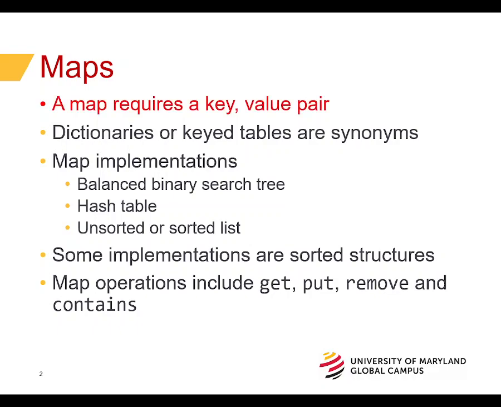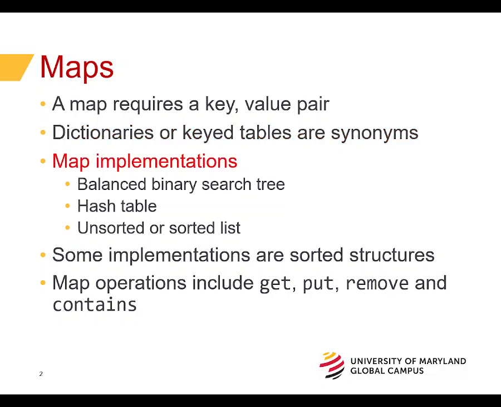Let's consider the map as an abstract data type. Like all data structures, a map is a collection. Specifically, it is a collection of key-value pairs. Dictionary, key table, and associative array are all synonyms for a map. The origin of the term map is from mathematics. A map, which is a synonym for a function, maps values in the domain to those in the codomain. With the map data structure, the set of keys are the domain, and the set of values the codomain.